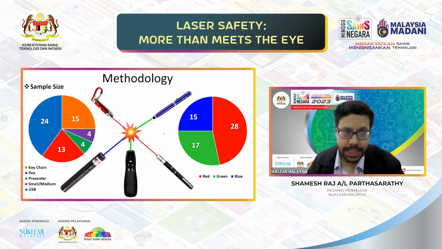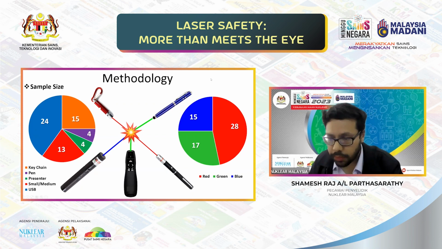I took a sample of 60 laser pointers. It consists of a keychain type, as you can see here, and then a pen laser type, and then a presenter. The presenter is normally the one we use during presentations. Then a small or medium laser type, and the USB type. I categorized these based on their size and also their naming. For all the 60 samples, 24 were the USB type, 15 were keychain, 4 were pen type, another 4 were the presenter type, and 13 were the small and medium laser type.